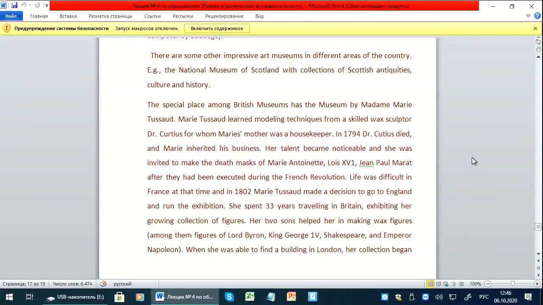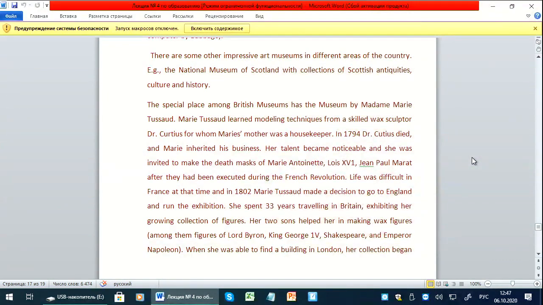In 1802, Mary Tussaud made a decision to go to England and run the exhibition. She spent 33 years traveling in Britain, exhibiting her growing collection of figures. Her two sons helped her in making wax figures, among them figures of Lord Byron, King George IV, Shakespeare, Emperor Napoleon, and others.